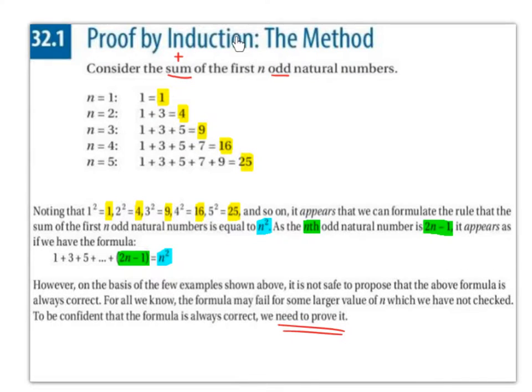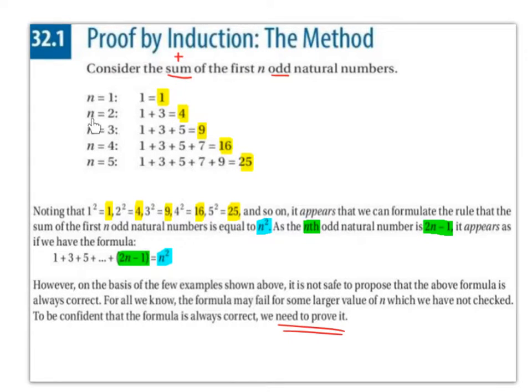Proof by induction, the method. Consider the sum of the first n odd natural numbers. So when n is 1, the first term is 1, which is equal to 1. When n is 2, for the second term, 1 plus 3 is equal to 4. So 1 is the first odd number, and 3 is the next odd number, and 1 plus 3 equals 4.